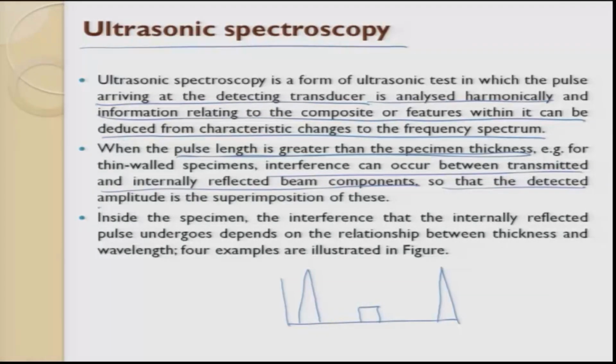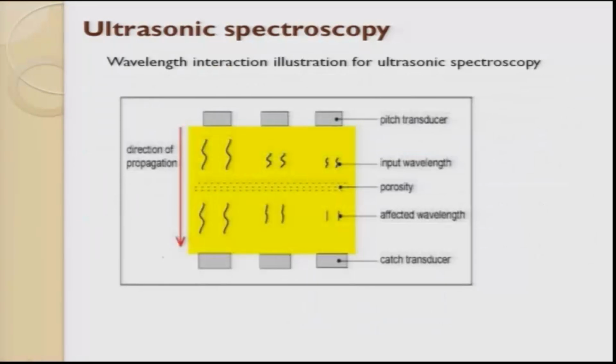Here we detect the amplitude and then superimpose them and try to find out. Inside the specimen, the internally reflected pulse undergoes interference that has a dependent relationship between the thickness and the wavelength. You can see from the example: this is the pitch transducer, this is the catch transducer, this is the transmitter type, this is the receiver type. I have given different names because you should be aware they are all the same, pitch and catch.